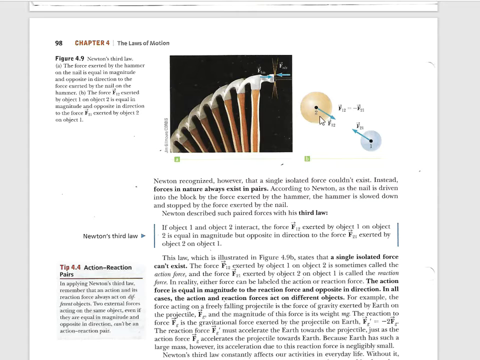Here we have a pair of objects, perhaps they're interacting with a field force apparently, and the field pulling object 2 towards object 1 exerts the same force as the field pulling object 1 towards object 2. So it should be noted in applying Newton's third law, remember that the action and its reaction force always act on different objects.